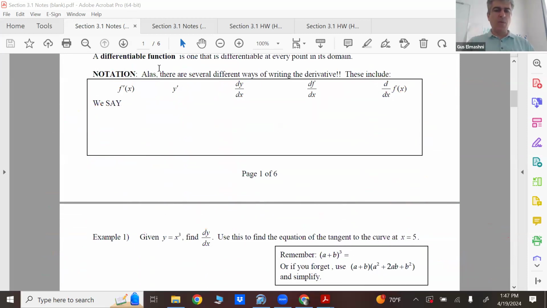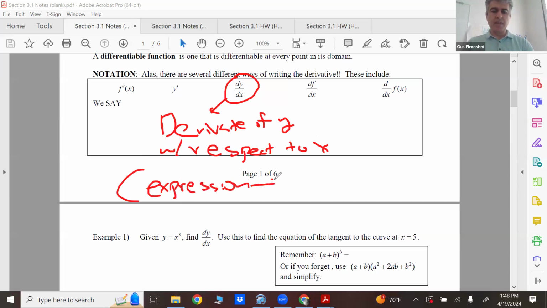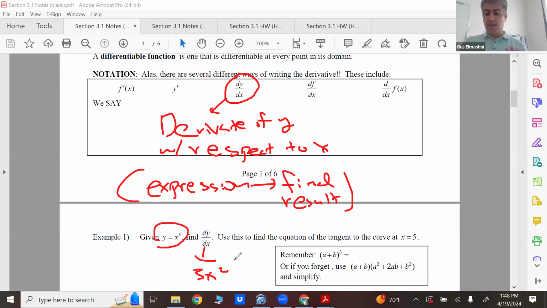So here's the deal. dy over dx is basically the derivative, not as a function, sorry, but with respect to x. So it's going to be basically an expression. It's like your final result. That's exactly what we did, right? What was our final result? 3x squared, right?